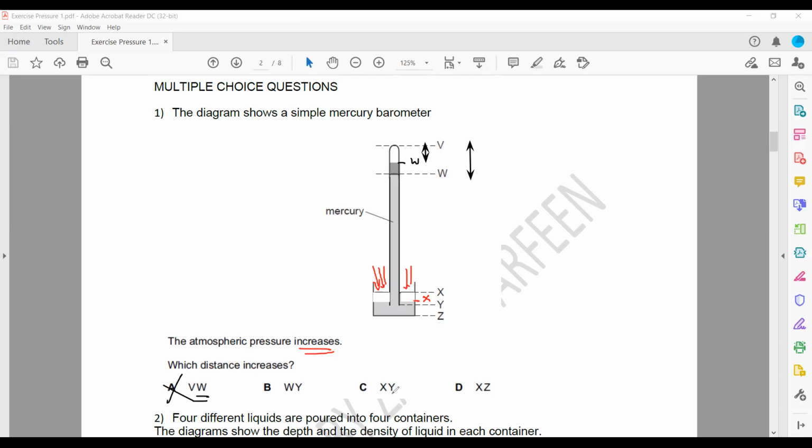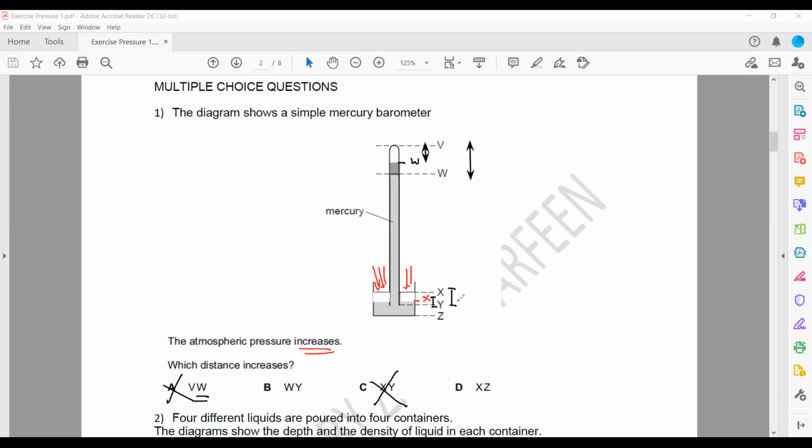And why not X and Y? When you check X and Y, because level X is going down, originally X and Y was this distance, but now level X is going down, so X will be closer to Y, so this length is also decreasing. So that's why it cannot be C.